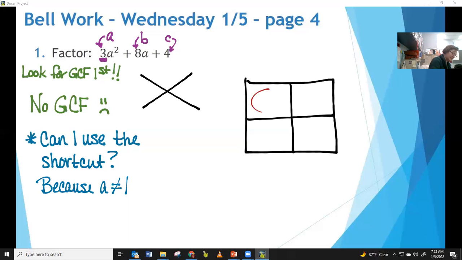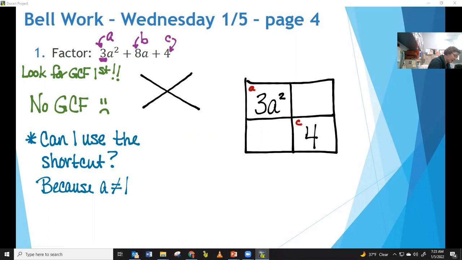What do I put up here in the upper left? What needs to go up there? 3a squared, absolutely correct. This is where I put my A term. What goes down here in the lower right? 4. Yes, this is where we put our C term. Fill those pieces in first before you use the X.